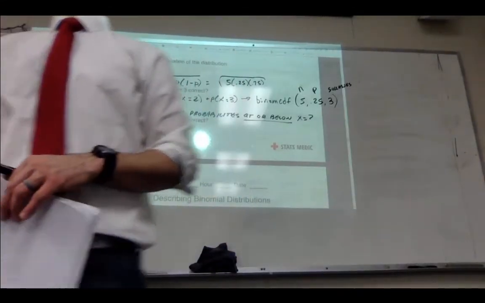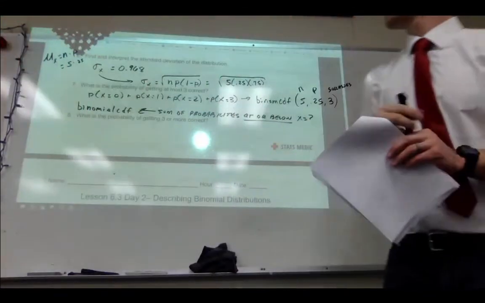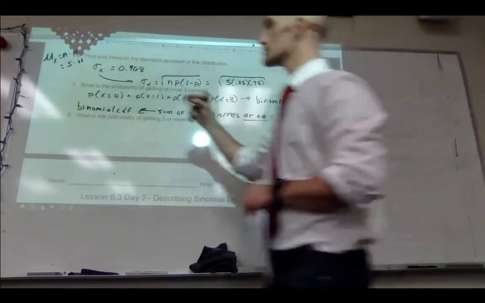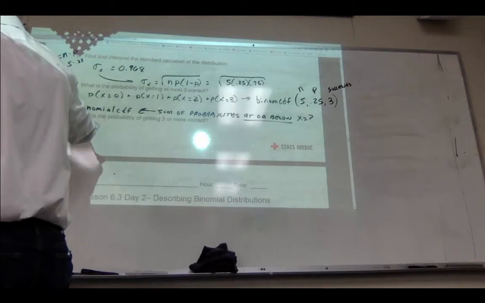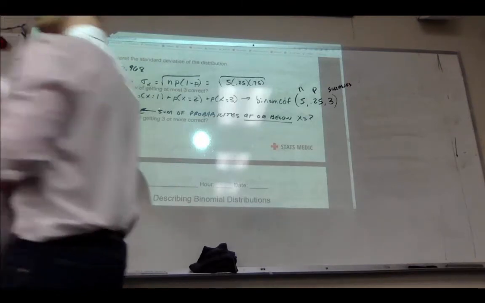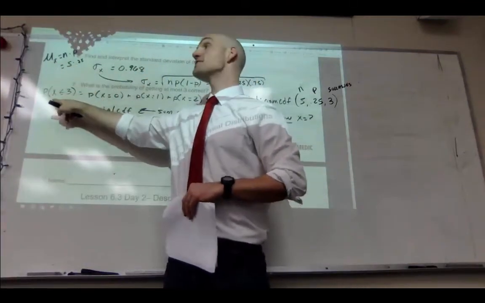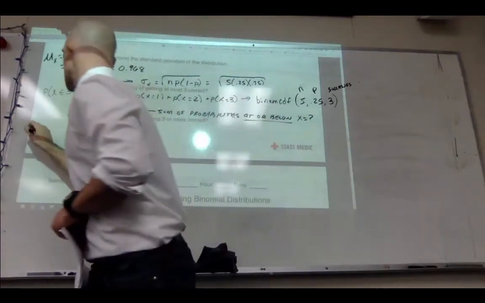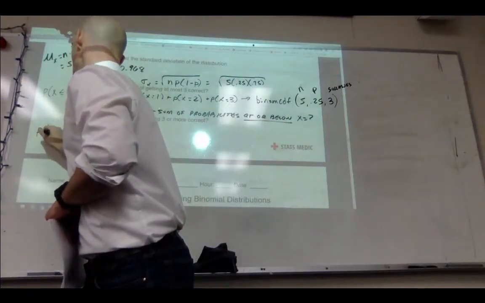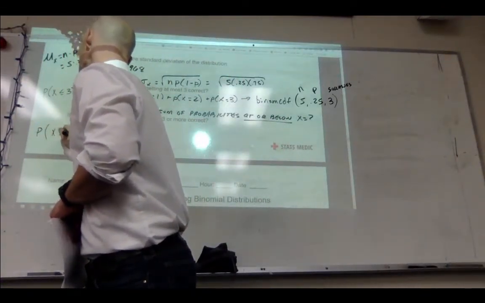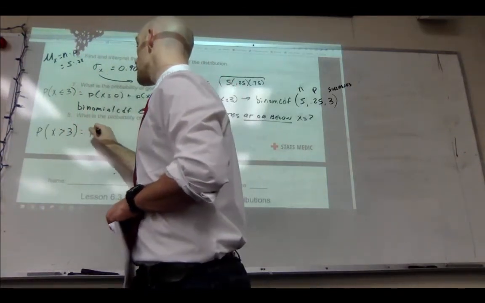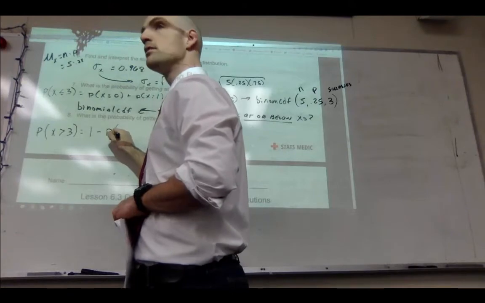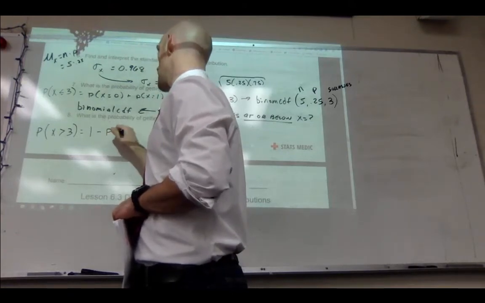I want to record this because this is a great question. So what we would say, and I want to add something here, is that this would be the probability of x is less than or equal to 3. Can I just put 3? Can you just do 1 minus? This notation helps. So we could say the probability of x is greater than 3 would be equal to 1 minus the probability of x less than or equal to 3. Binomial CDF.